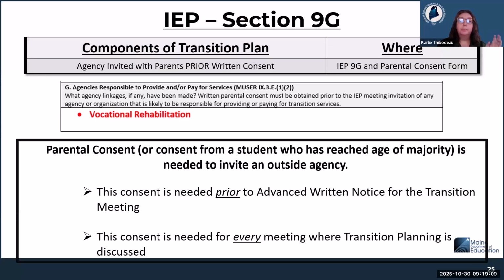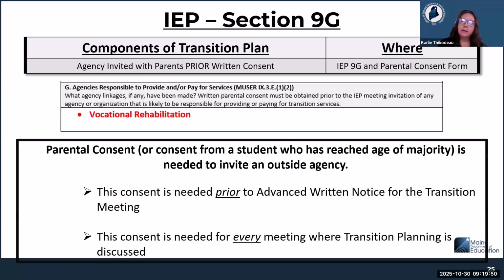We would look for the parental consent being signed by the parent to invite that representative of that agency. And it needs to be sent before the advanced written notice so that they can be listed as an invitee. It also needs to be for every meeting where you're checking off on the advanced written notice that post-secondary transition is going to be discussed. So that means it has to happen at least annually. But if you have other meetings and there's an outside agency, then you would need to invite them, and you would need the parental consent.